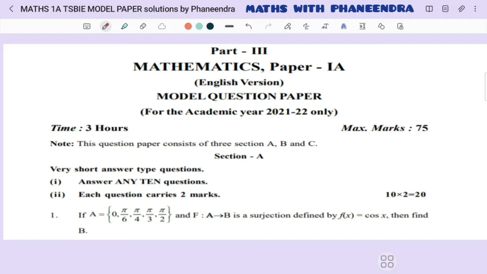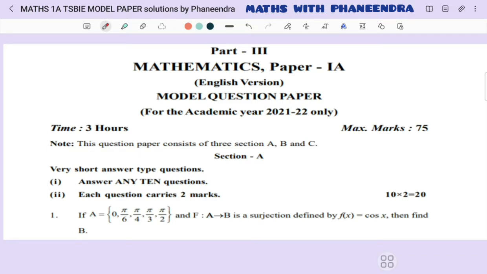In this video, we are going to discuss the Mathematics Paper 1A model question paper which is given by the Telangana State Board of Intermediate Education. Model paper is given. Further, all the solutions in the model paper I am going to explain section wise. All three videos, section A, section B, section C, and all together also I'll keep one video for convenience. Let us have a discussion.